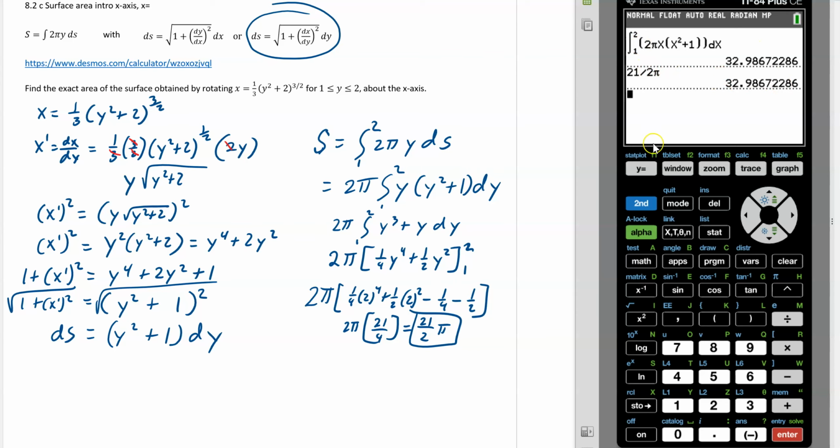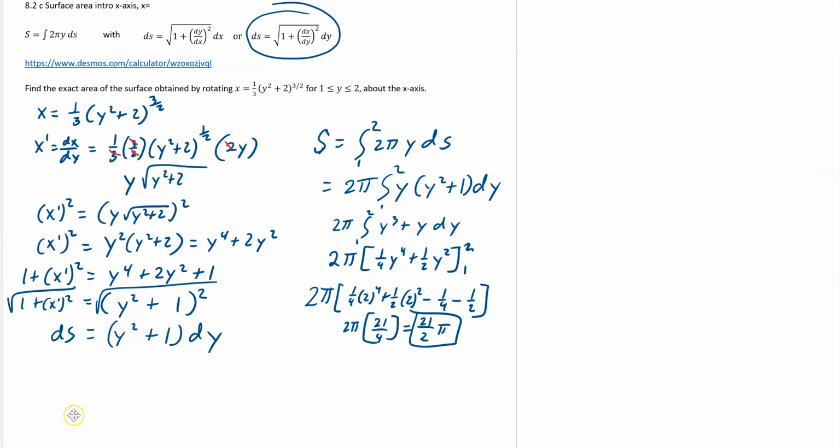So if it says use your calculator, all you have to do is get to this point, and then it doesn't matter how horrible it is. You just plug it in and it gives you the answer as a decimal. But we wanted the exact answer here, so we needed 21 over 2 pi. So you had to actually integrate it by hand. There you go. So we've already done our x-axis now. So it's either this one, they're giving you y equals and you use that one, or they're giving you x equals and you use that one. That's pretty much it.